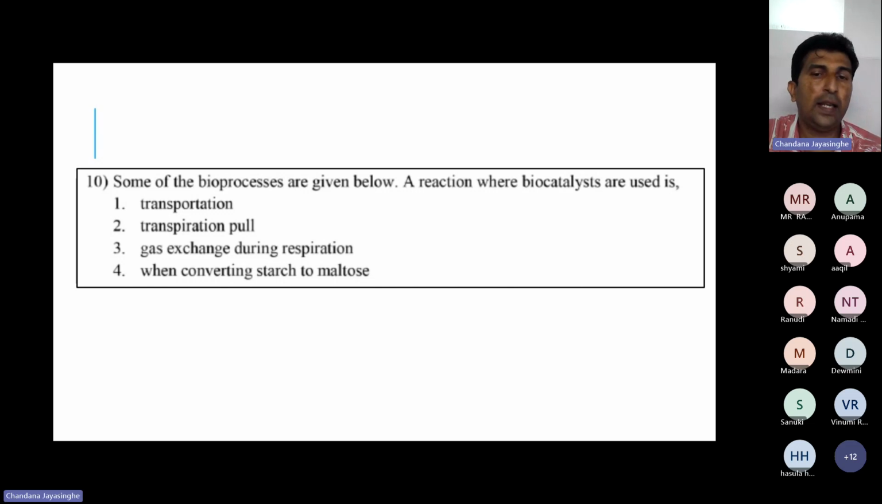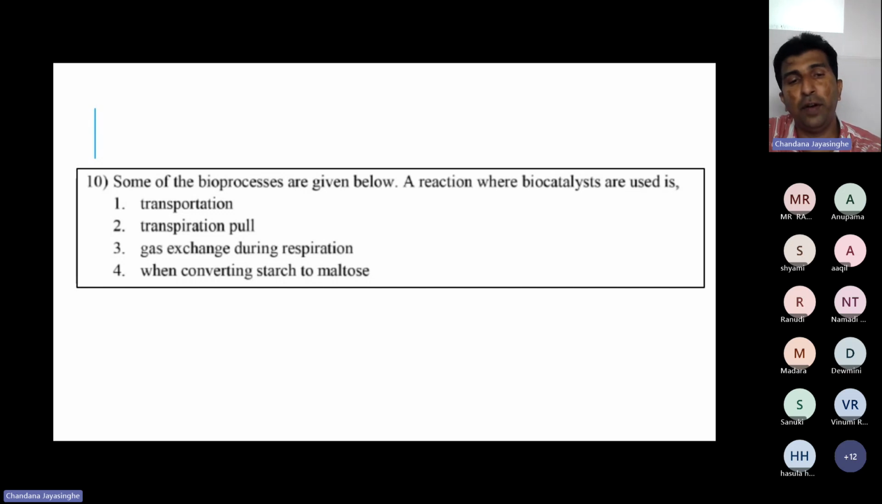Some of the bioprocesses are given below. A reaction where biocatalysts are used. Please remember the technical term called biocatalysts. Please write there, it is called enzymes. So transportation, transpiration, and gas exchange during respiration do not involve enzymes, but when converting starch into maltose, it involves what?